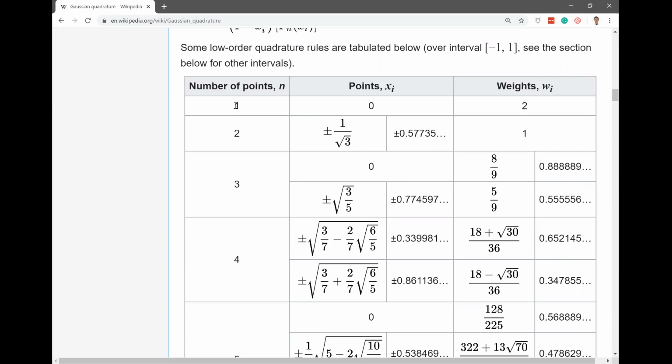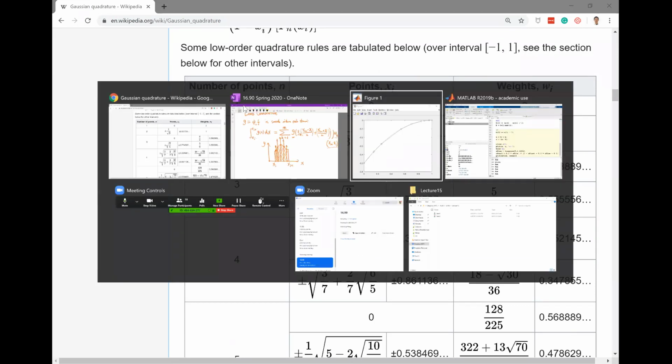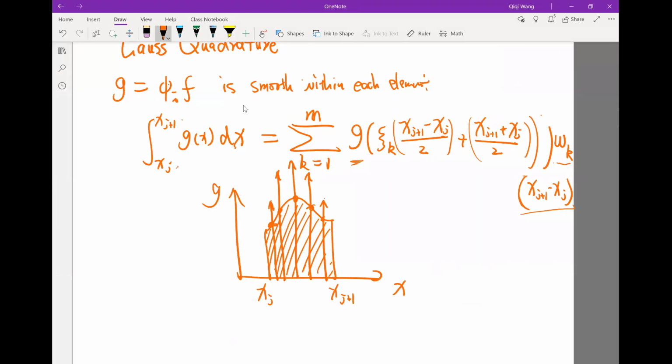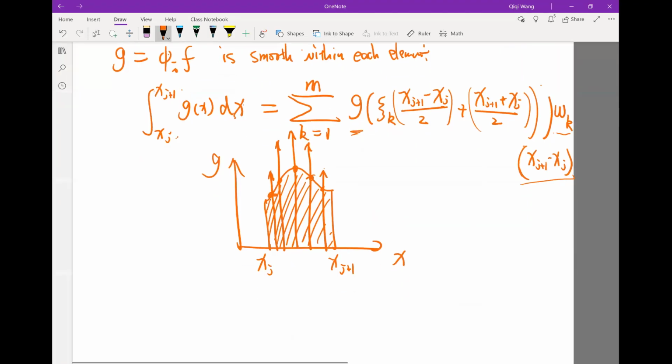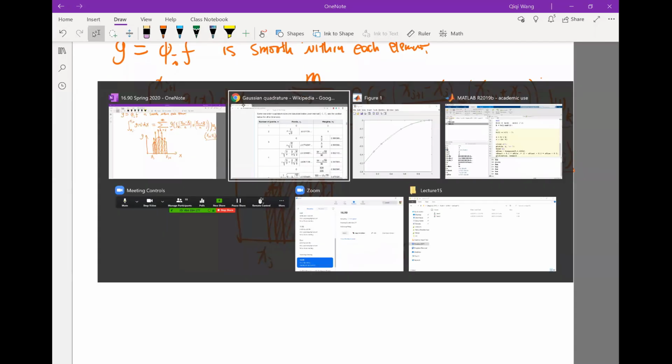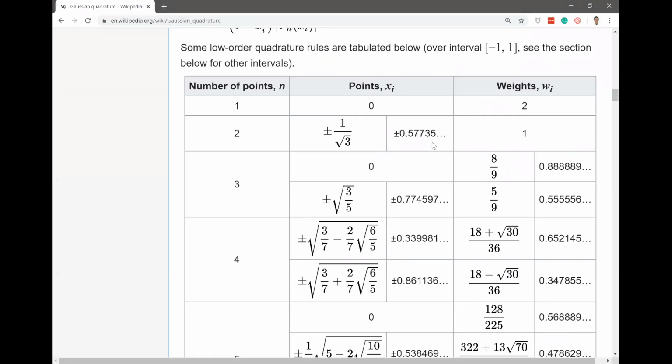So for example, when the number of points is just 1, I'm trying to approximate an integral with just 1 point. It makes sense that you should choose the point to be right in the middle of the domain, which is basically from -1 to 1. Of course, if you apply this to an integral of other domains, you're going to be scaling it with the half size of the domain and shifting it to the center of the domain, right?